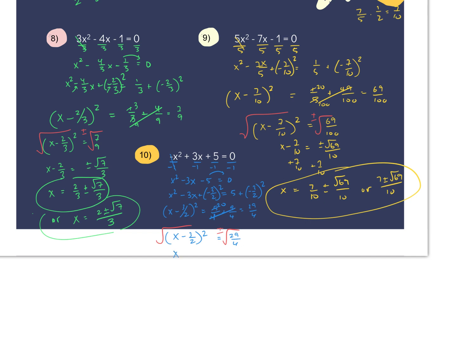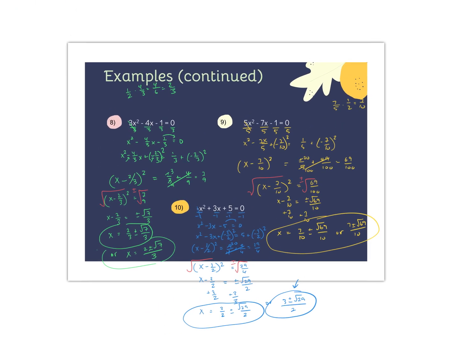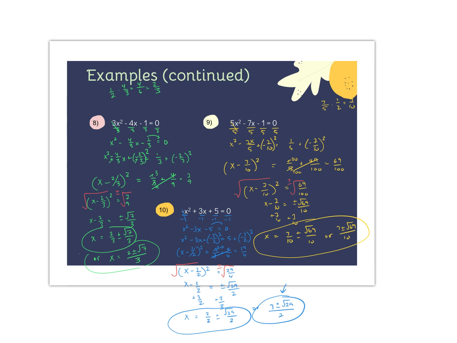So we've got x minus 3 over 2 equals plus or minus the square root of 29 over 2, and I add 3/2 to both sides. So x is 3/2 plus or minus the square root of 29 over 2. That's an acceptable answer, or I can just combine my numerators on the top and just have one denominator like that. This is a cleaner answer, but again, I'll take either. And that's how you do it. So that's all the examples.